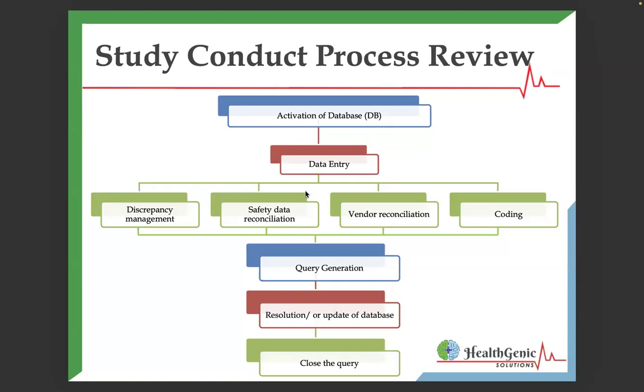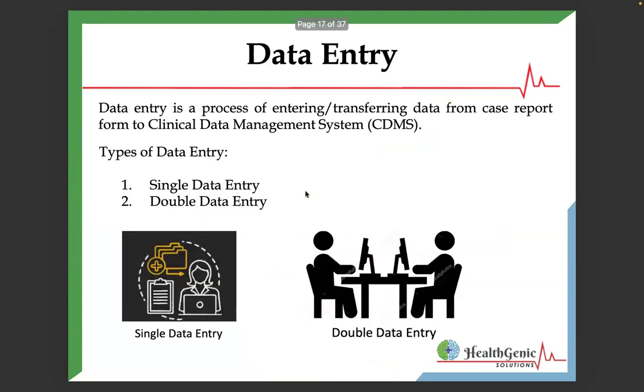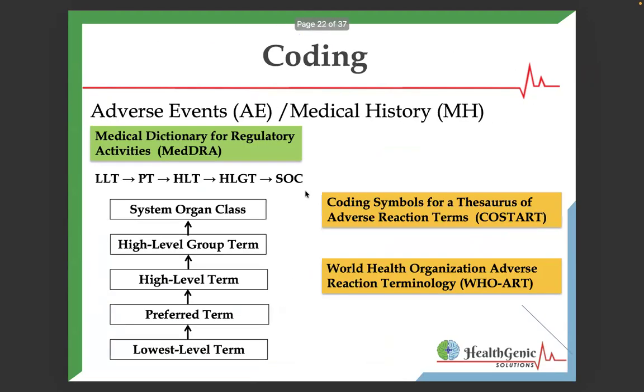Then vendor reconciliations, then coding, then query generation, where whenever you find any errors or mistakes, we will generate a query, then we will resolve the query and close the query. So these are the steps that happen in the conduct phase. Now, what are the steps in the closing?